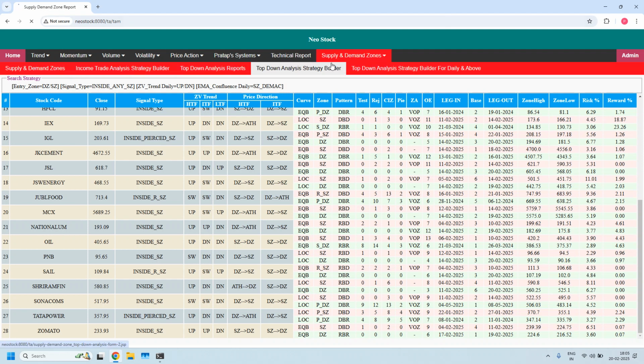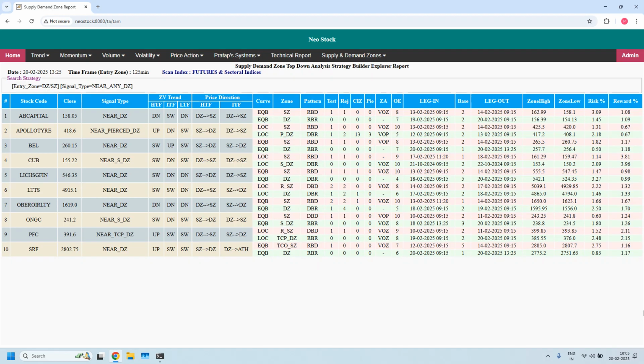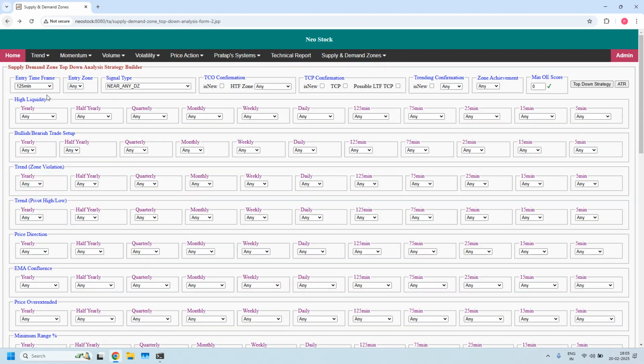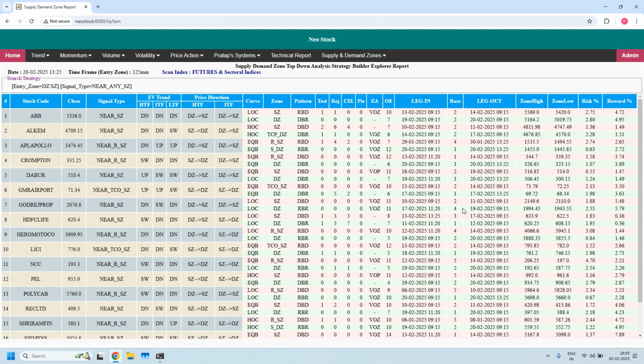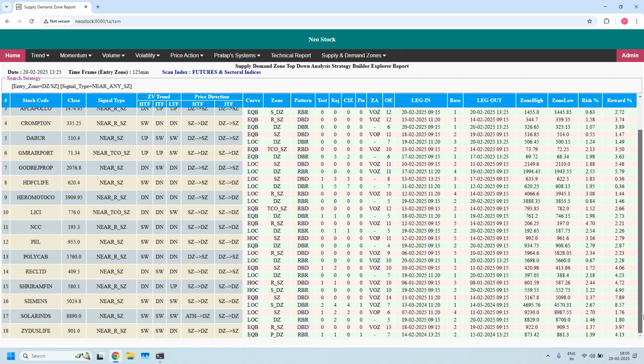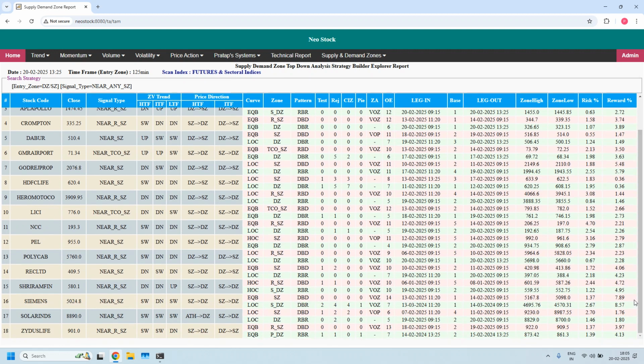The next time frame is 125 minutes. Stocks near 125 minutes demand zone. We got 10 stocks. Next, 125 minutes time frame, stocks near 125 minutes supply zone. We got 18 stocks. First 15 stocks in the list. I'm scrolling the list down. So total 18 stocks are filtered.